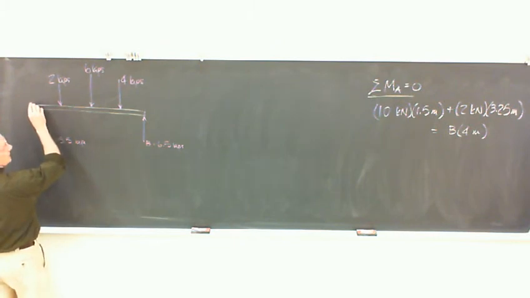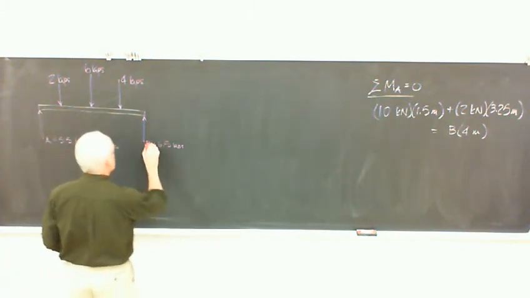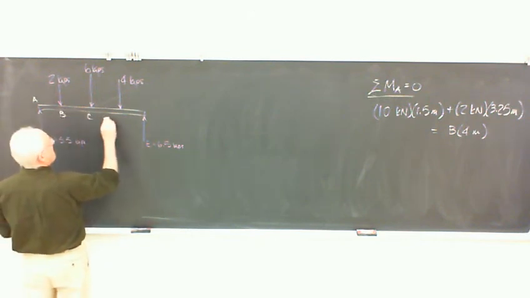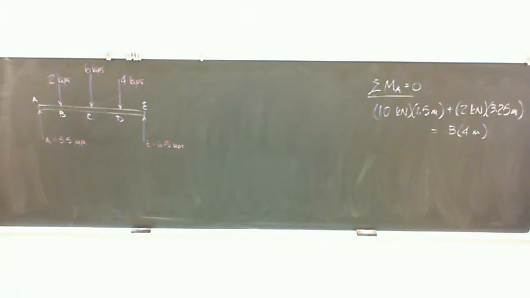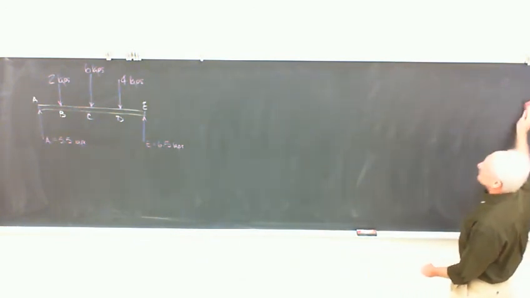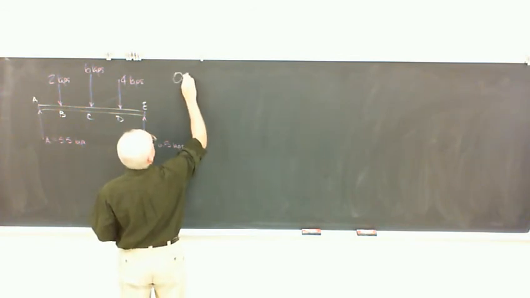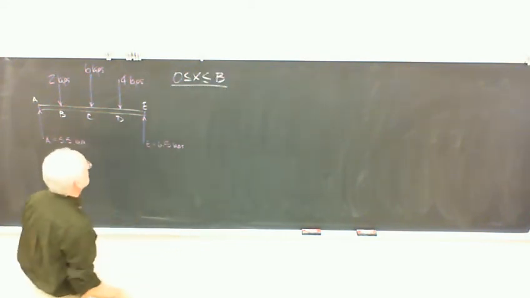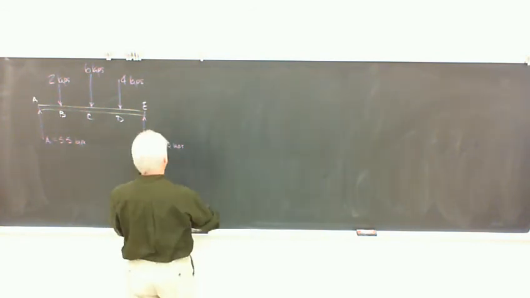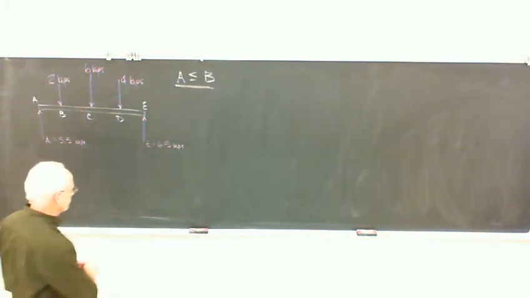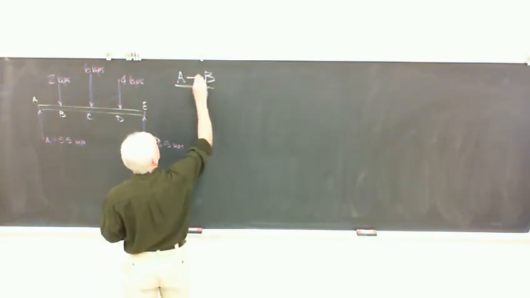Let's, just for help, label some of the points. Let me change this to an E just so it keeps all the letters in order, because we're going to break it into a bunch of sections, and so we can do this in order as we go. All right, so to find out what the forces are in the beam, let's just break it apart. Between A and B, let's do A to B. Everybody okay with that one?